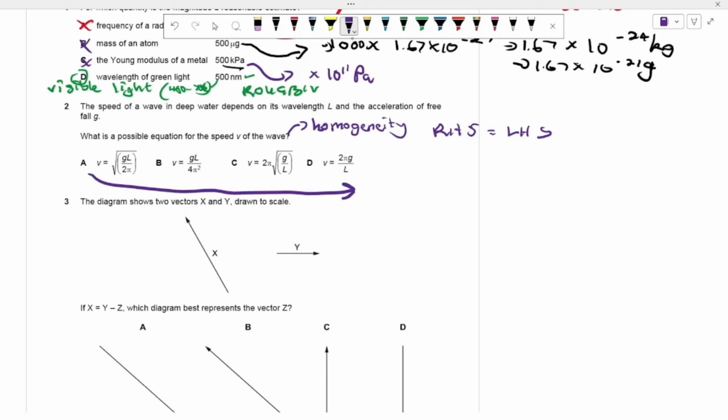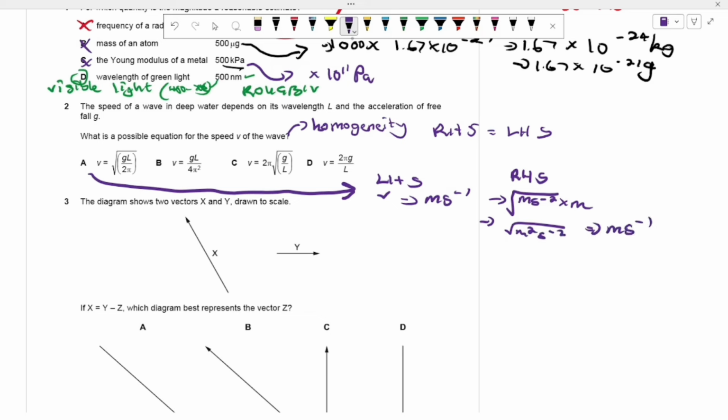So let's first start with A. If we were to look at A, on the left hand side, we're given v, and the units of v are meters per second. Then if you look at the right hand side, we're given the square root of g times m, where g is m s^-2, which is basically going to be the square root of m^2 s^-2, and that's just going to be m s^-1. So the left hand side and the right hand side have the same units, meaning that equation A has to be correct.